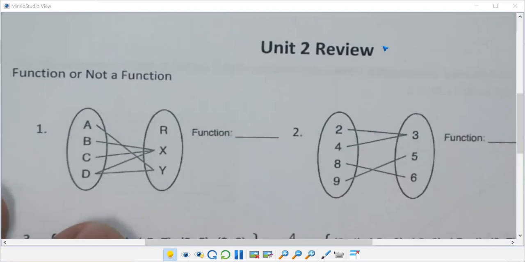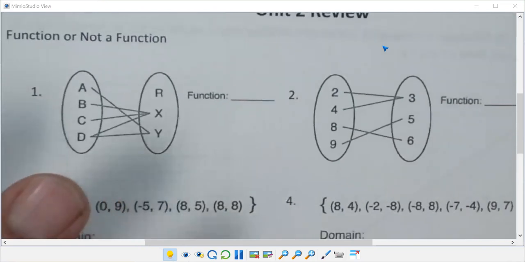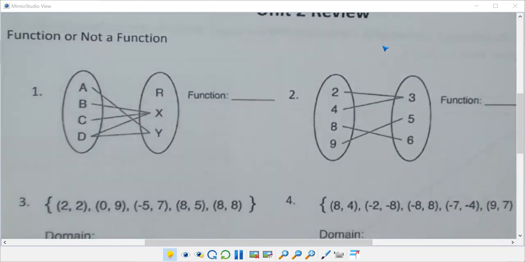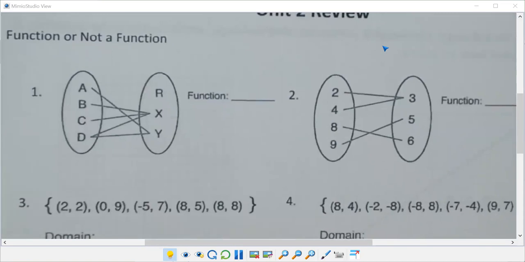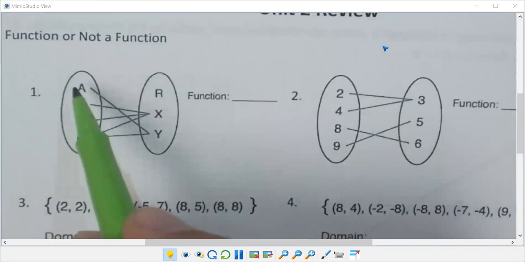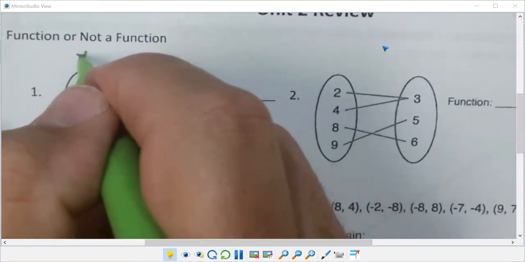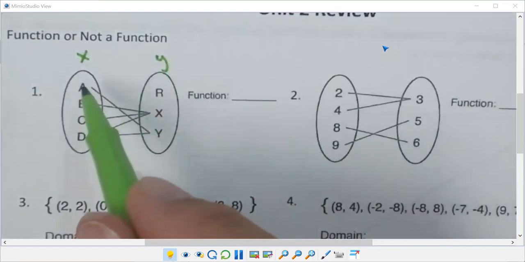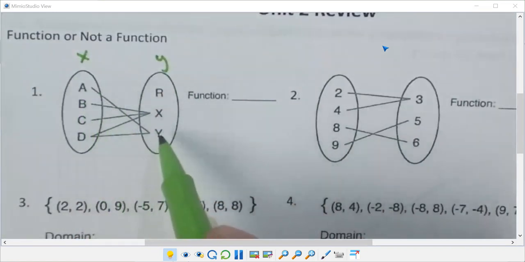All right, so the first couple of questions we're trying to identify if it's a function or not a function. And so here we go. These are mapping diagrams. If you remember, there's a little saying: this is the x side, and this is the y side. We want to know, does this x only go to one y? And the answer is yes.